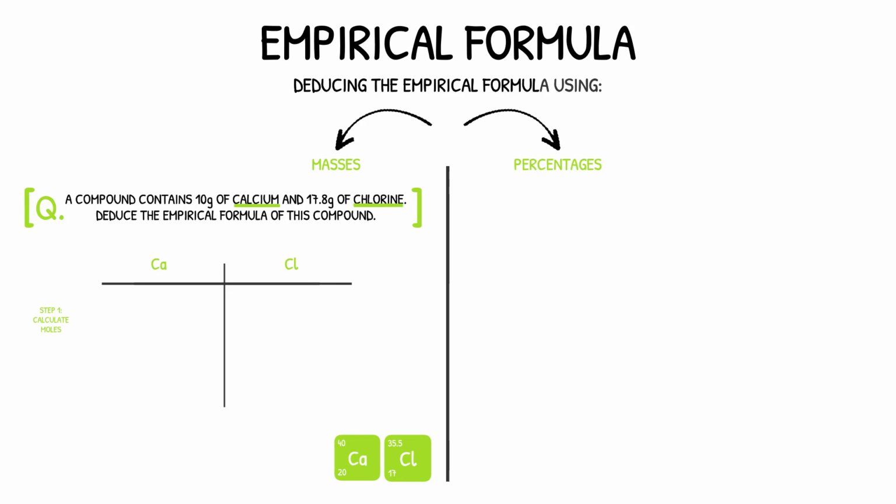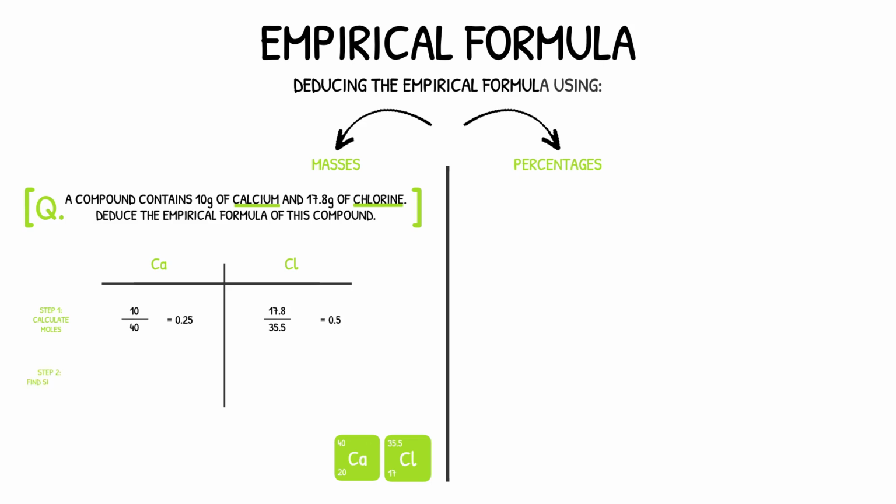To calculate the moles of calcium, we must do 10 grams, which is the mass given to us in the question, divided by 40, which is the relative atomic mass of calcium, and this gives us a total of 0.25 moles. Now we must do the same for chlorine. So for this calculation, we must do 17.8, which is the mass given to us in the question, divided by 35.5, which is the relative atomic mass of chlorine. And this gives us a total of 0.5 mole.